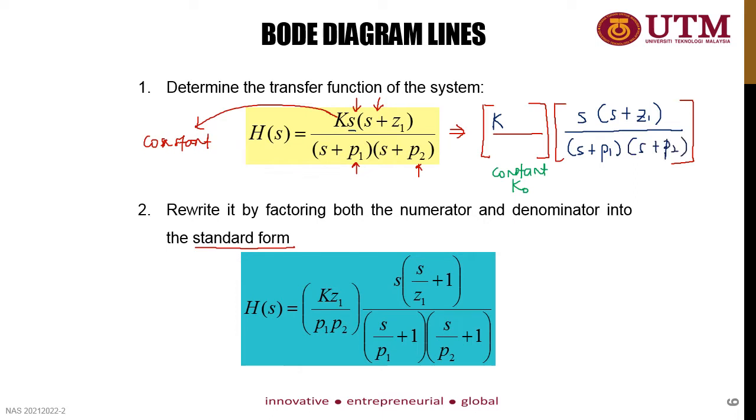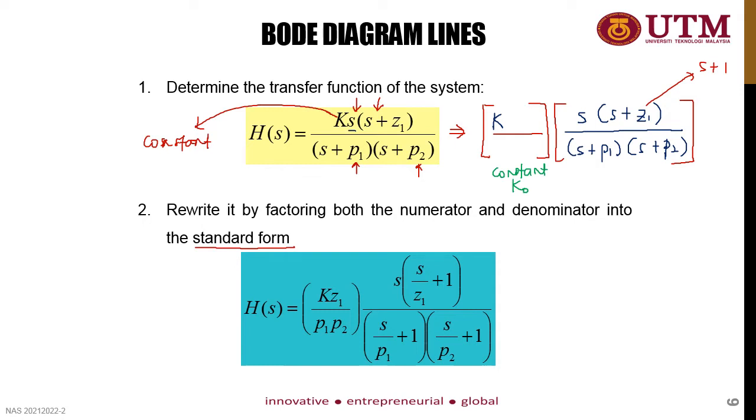So what does it mean by standard form? In standard form, you have to make sure every s term inside the bracket is added by 1. So you need to remove z1 so that it is replaced by 1. So here it must be s plus 1. At this point it must be s plus 1. It cannot be s plus other values than 1. Therefore, in order to do that, you need to take out the z1.